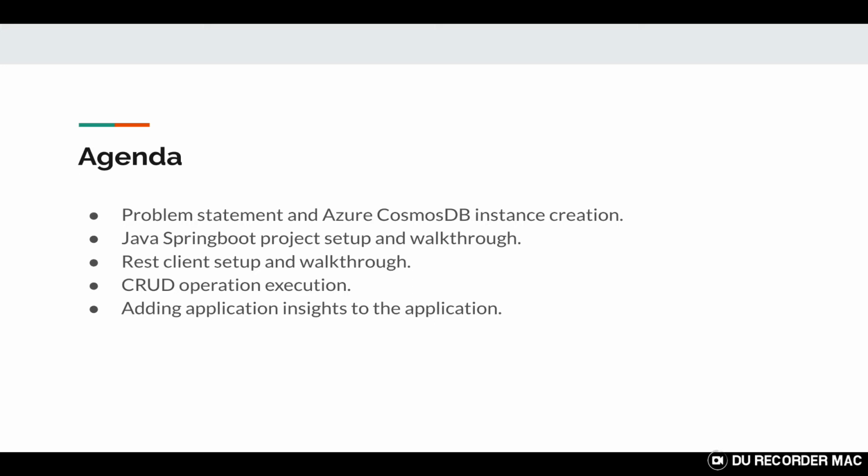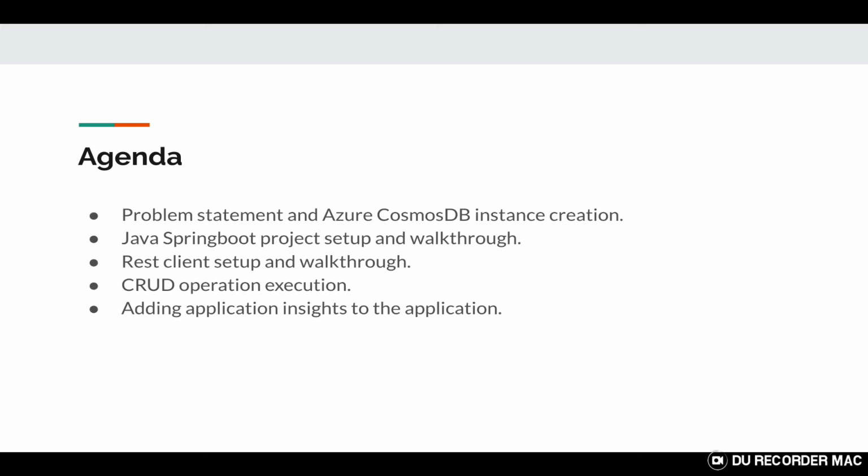So first I'll describe what would be the problem statement, like what type of application we are trying to create, and then we'll also create a Cosmos DB instance in Azure. Then I'll do a walkthrough of the project setup which I have done, the Spring Boot application which will perform the CRUD operation with the Cosmos DB. So what all configurations are required to do that, I'll walk you through that.